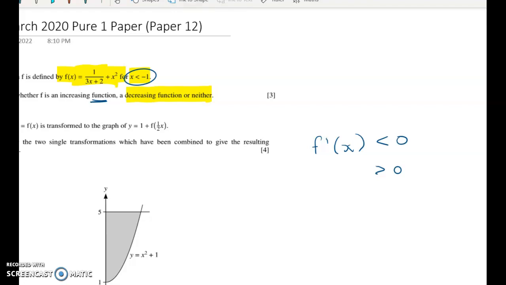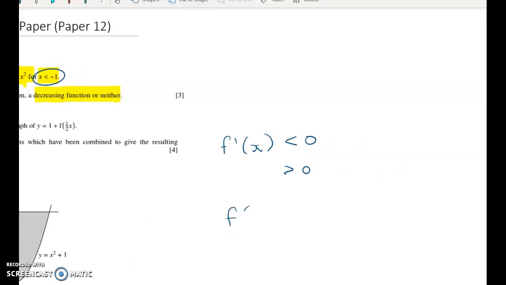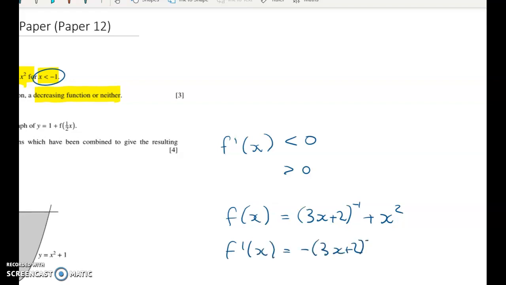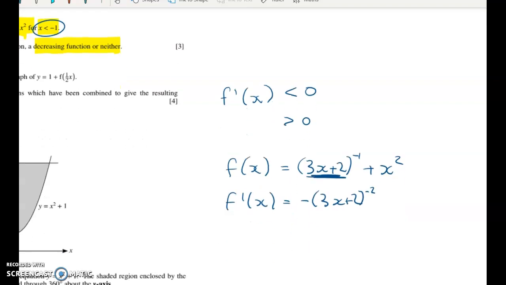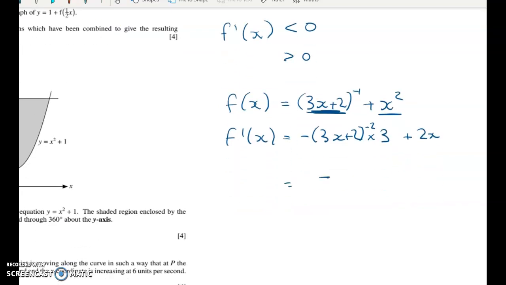So step 1 is to differentiate the function and then to figure out what we can about the sign. So the function is rewritten like this. First of all, we give that a negative power to make it easy to differentiate. The gradient function will be negative 3x plus 2 to the -2 times the derivative of the inside function, which is 3, and then plus 2x. So let's rewrite that now as -3 over (3x plus 2) squared, plus 2x. So that's my gradient function.